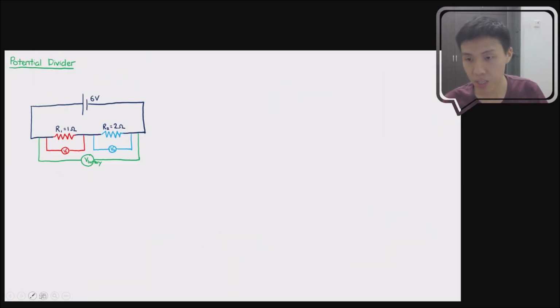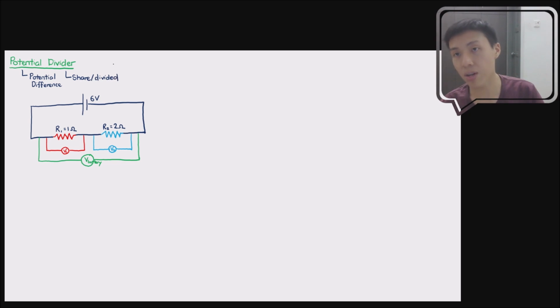So the word potential divider, we have to understand that literally it just means potential difference being divided. This is potential difference. We are not talking about potential energy. We are just talking about potential difference, not potential. So the potential difference is being shared or is being divided. So who is it divided to? Later we look at the circuit below to understand the whole situation in greater detail.